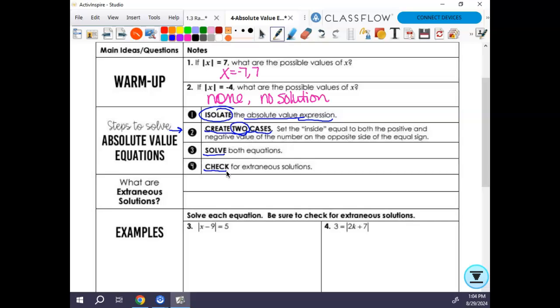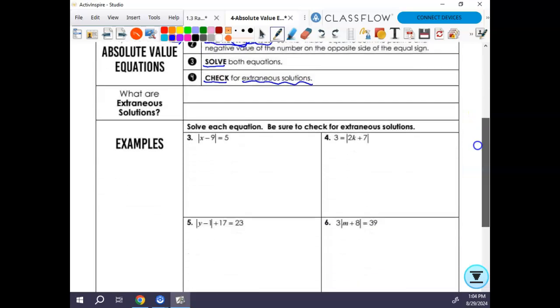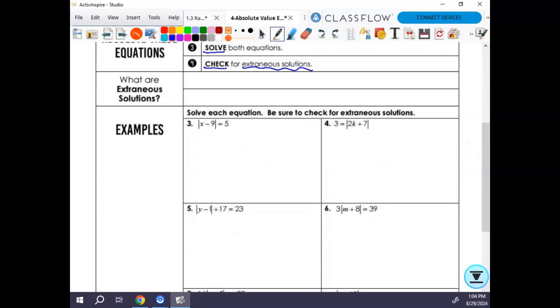Have you heard this word before? Extraneous solutions. What is an extraneous solution? You've heard the word, but you don't know how to express it yourself? Anybody? Once I get my answers, I substitute them back in. If they work, they're good. If they don't work, it's extraneous. Okay? Does that make sense?